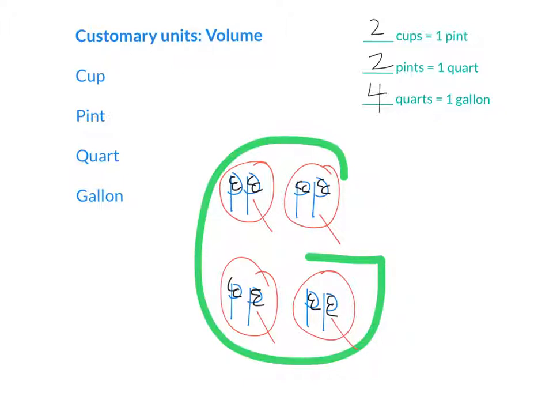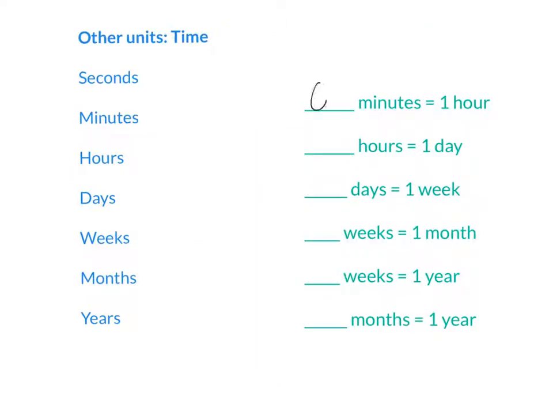So let me ask you a question then. How many cups are there in 1 pint? Inside each P, how many C's are there? 2. How many cups are there in each quart? How many C's do you see in each Q? 4. There's 4 cups in 1 quart. How many cups are there in 1 gallon? How many C's do you see all together in the whole G, in the whole gallon? 16. Very good.